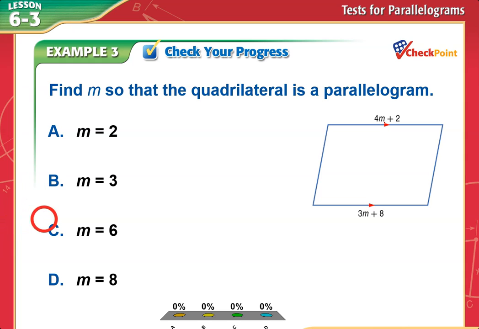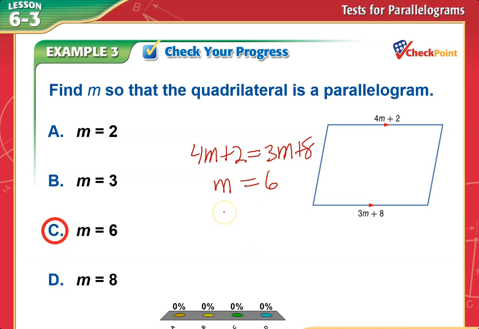If you said m equals 6, you are correct. They have to be congruent. So therefore, their measurements must be the same. So 4m plus 2 must equal 3m plus 8. Subtract 3m from both sides and subtract 2 from both sides, and we get m equals 6.